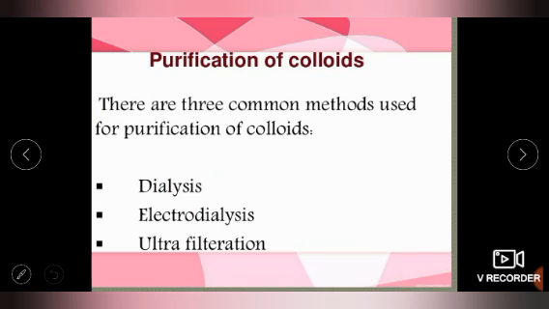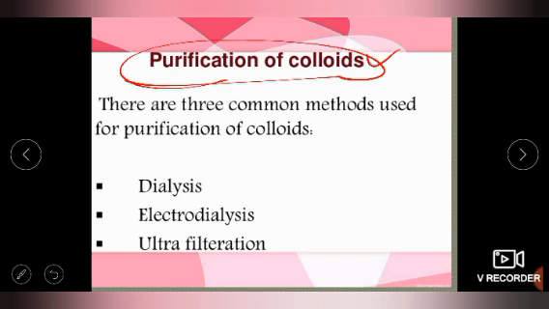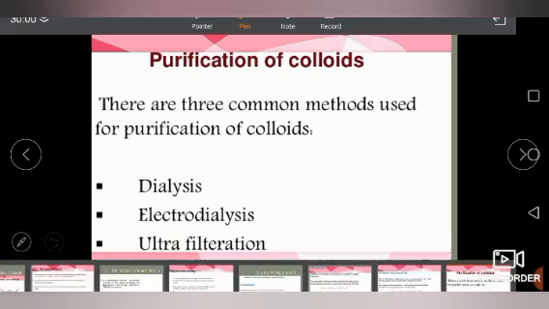Now let's talk about purification. Purification of colloid is what? Once the colloid is formed, we need to purify that colloid. After preparation of colloids, the next step is to purify them. There are three common methods used to purify the colloids, and they happen in our daily life also: dialysis, electrodialysis, and ultrafiltration.